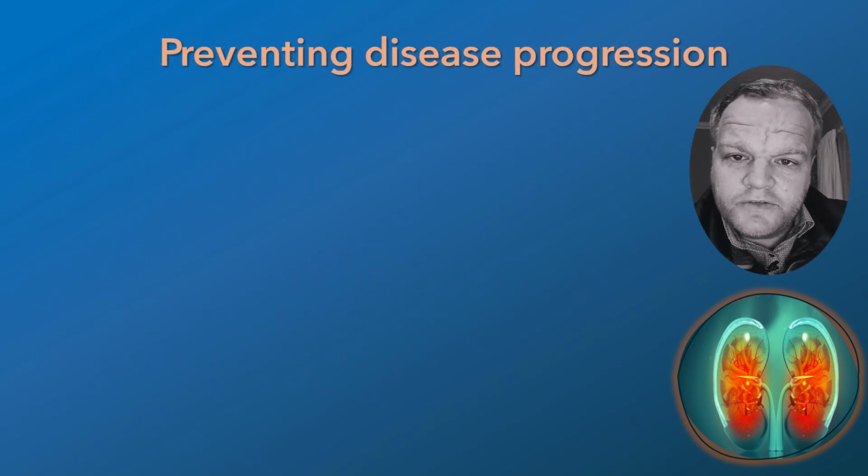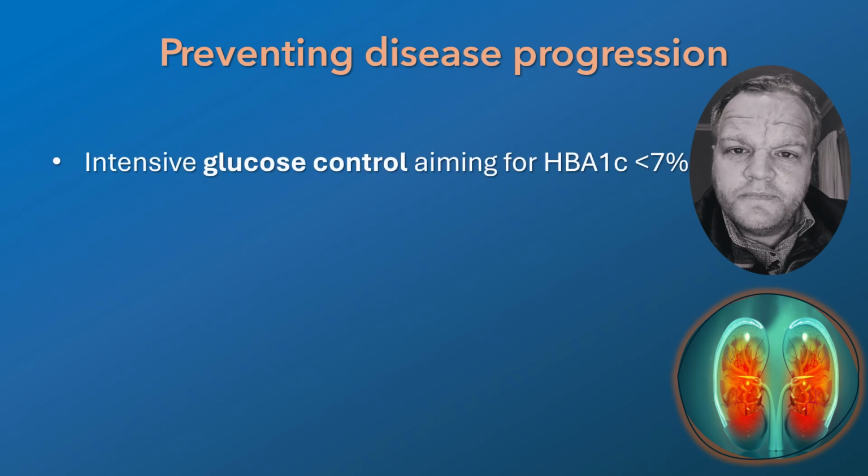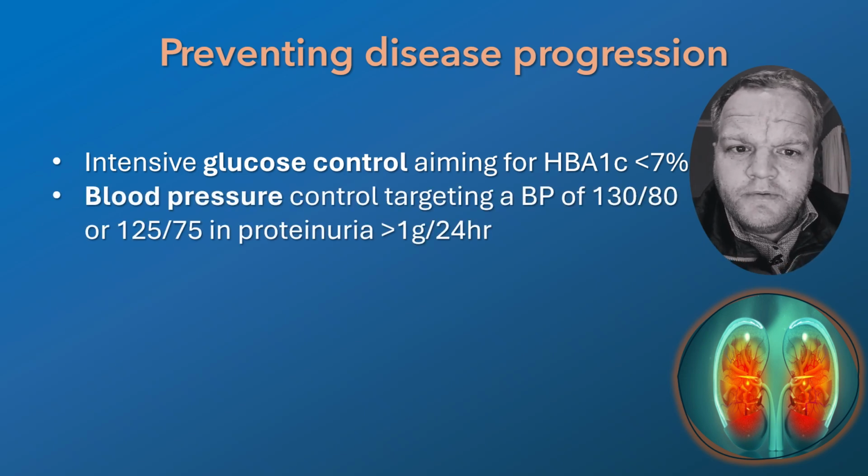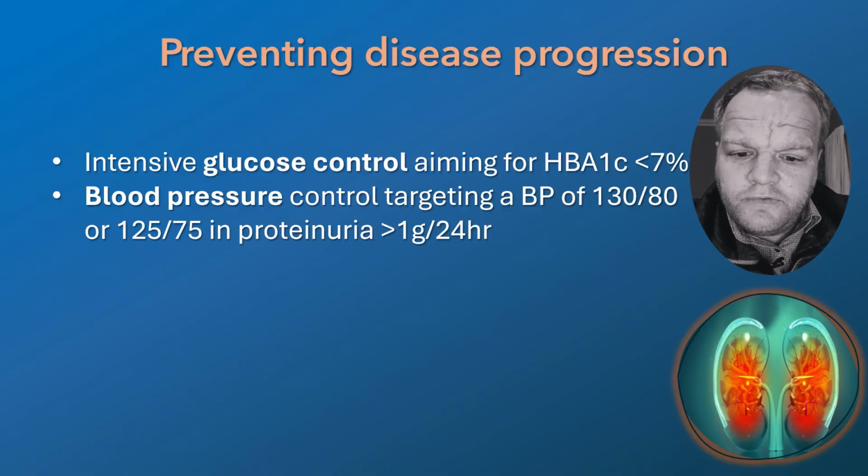So should you be diagnosed with diabetic nephropathy, the question is, how will you prevent disease progression? Firstly, intense glycemic control is of paramount importance; one would aim for an HbA1c of less than 7%. Adequate blood pressure control is also important, where one would aim for a blood pressure target of 130/80, or in the setting of proteinuria more than 1 gram in 24 hours, one would aim for a blood pressure of 125/75.